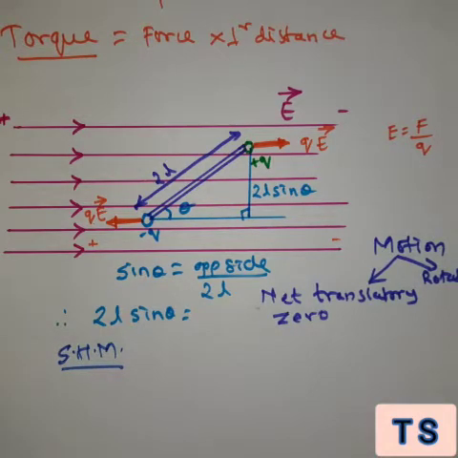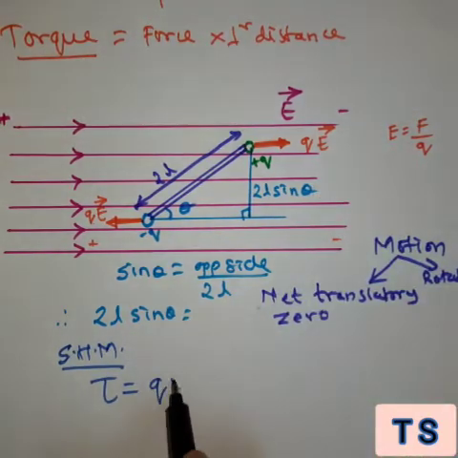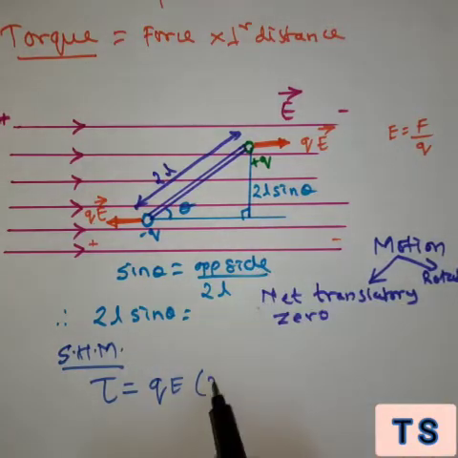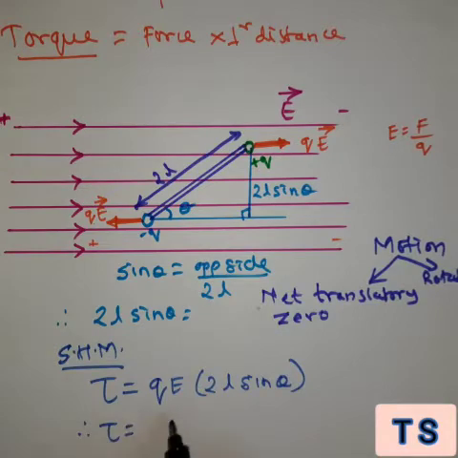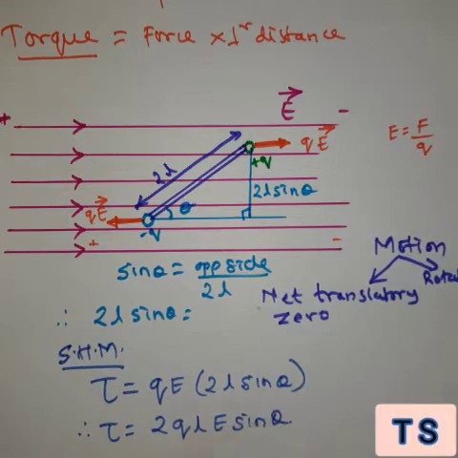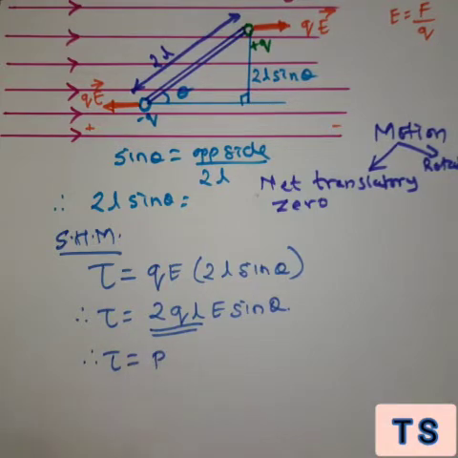And when I say it's oscillatory motion, the body can have a simple harmonic motion. So such an electric dipole has SHM, simple harmonic motion. If I apply the formula of torque, torque equals the force, which is QE, into the perpendicular distance, which is 2L sine theta. Therefore torque is 2QLE sine theta. But I know very well that this 2QL can be replaced as P. So torque equals PE sine theta.